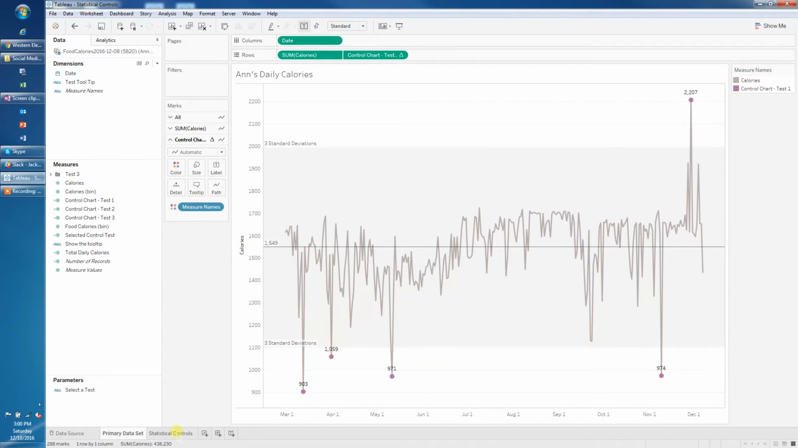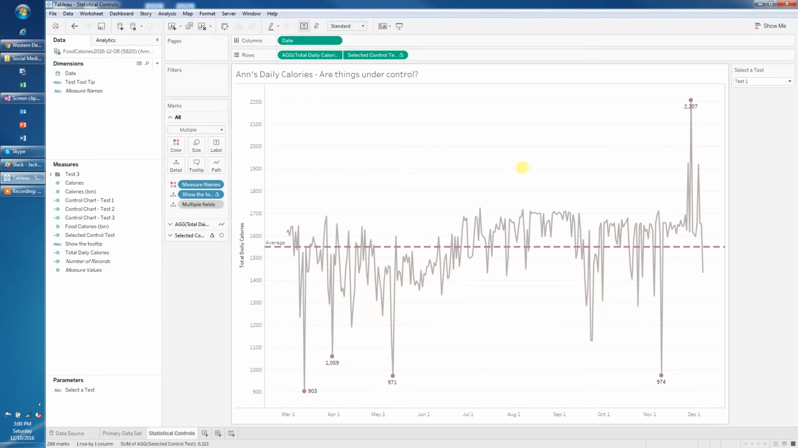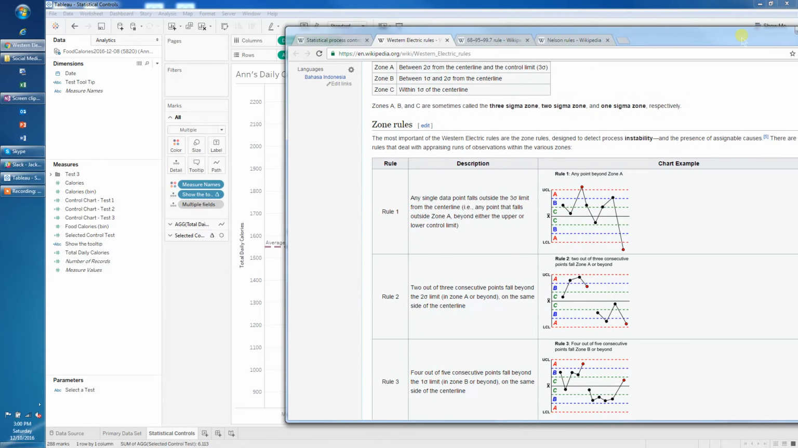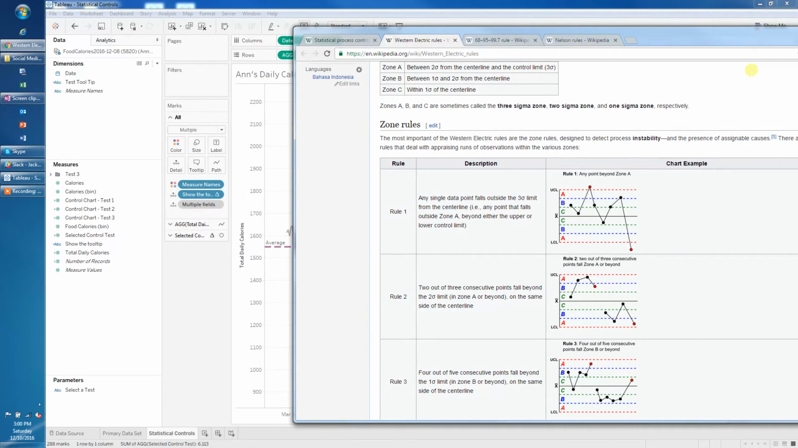So what that's going to come down to is probably what you've guessed, is leveraging a parameter. And I've got it set up right now. I've got three different tests here. So let's take a look at rule number two and walk through that same logic. So rule number two is kind of fun.